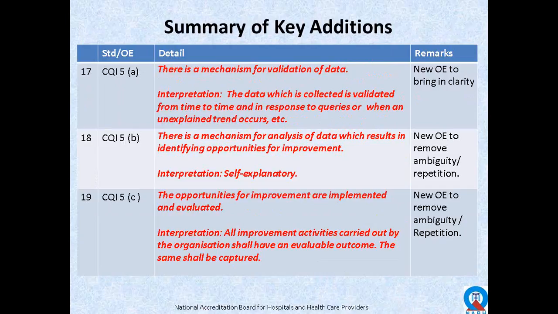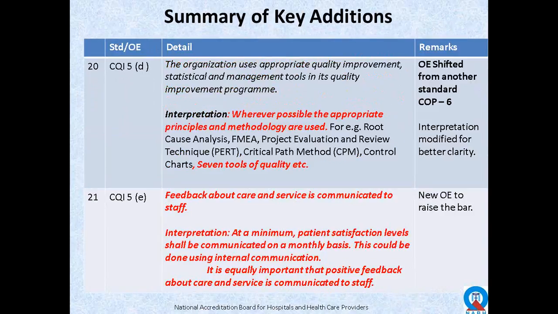The data which is collected is validated from time to time and in response to queries or when unexplained trends occur. 5B, there is a mechanism for analysis of data which results in identifying opportunities for improvement. 5C, the opportunities for improvement are implemented and evaluated. All improvement activities carried out in the organization shall have an evaluable outcome, and the same shall be captured. 5D, the organization uses appropriate quality improvement statistical and managerial tools in the quality improvement program. Whenever possible, the appropriate principles of methodology are used, that has been added.